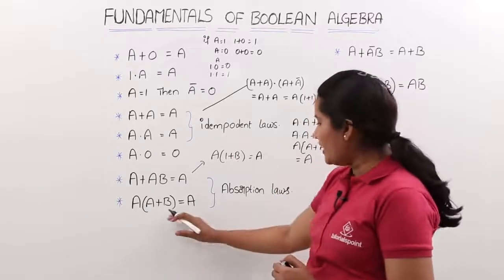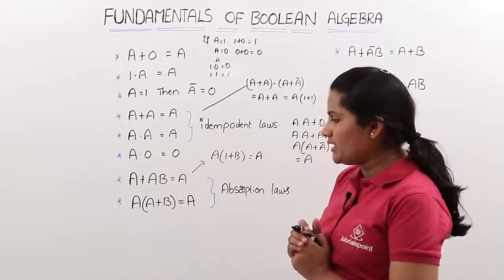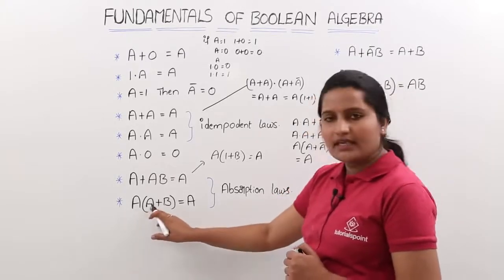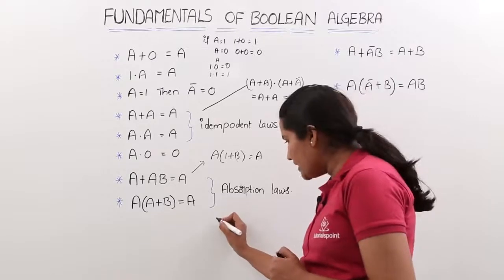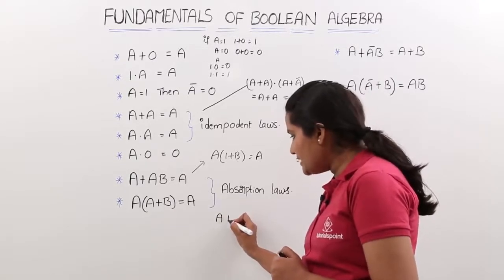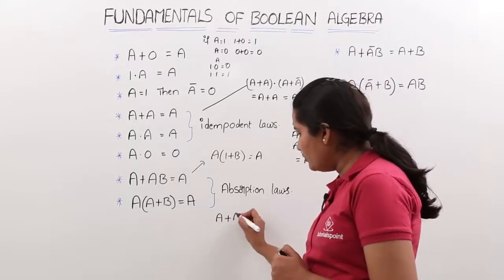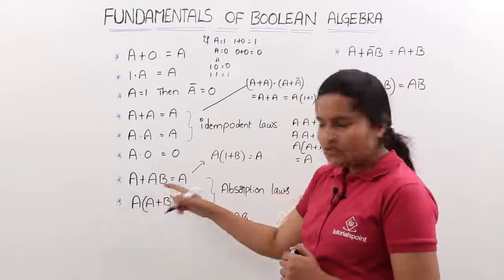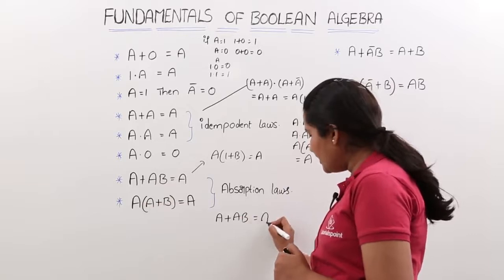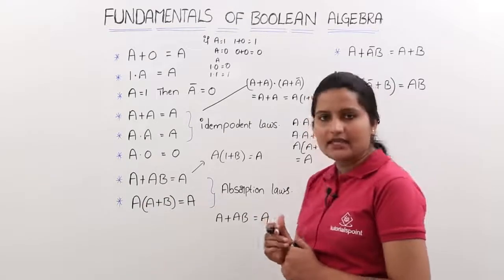In the same way, see this second absorption law. Here A into A plus B, I am just multiplying inside. A into A is equal to A, next plus A into B is equal to AB. So, here this is nothing but the previous law. So, definitely this is equivalent to A here. I am just multiplying inside, that is it.